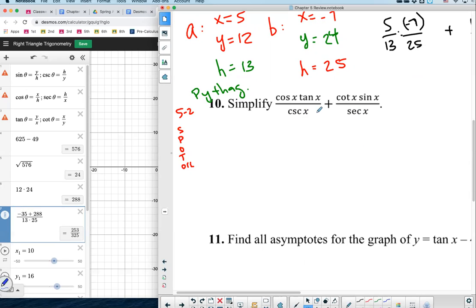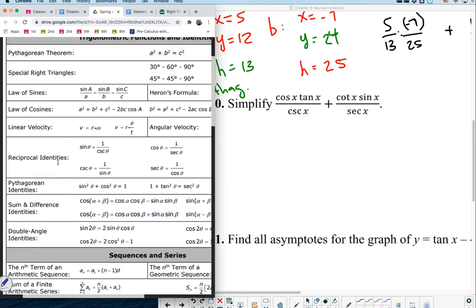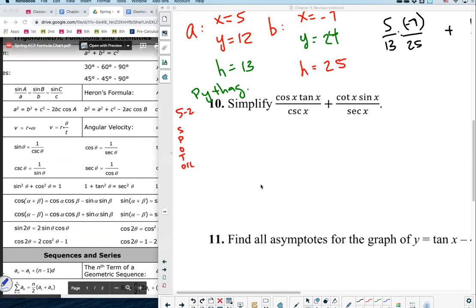Answer is yes. So what I'm going to do here is I see I have cosecant in the denominator. Let me pull up my formula chart. Sorry. I'm going to be using my reciprocal identities and possibly my quotient identity for transform. So here they are. Here are the three.